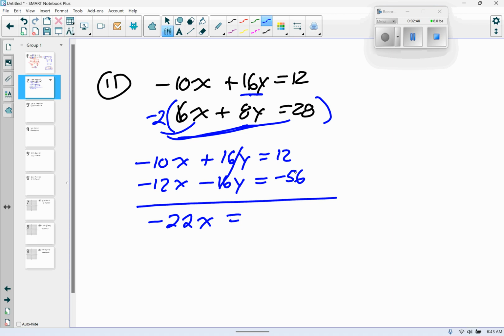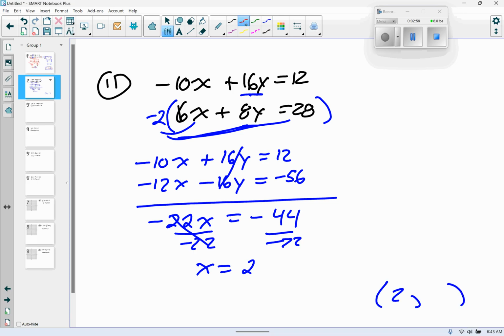Is equal to negative 44. Divide both sides by negative 22. Those cancel. x equals negative over negative is positive. 44 over 22 is 2. So that's my new x value. I'm going to take this x equals 2 and plug it either in here or here. I'll pick the bottom equation.